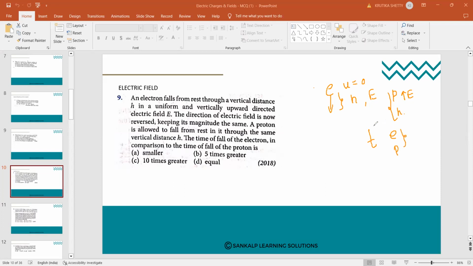Comparison. Is the question clear? So you have the electron here, you have the proton here. Both are falling from the same height. Initially, both are at rest. But for the electron, the electric field is in one direction. For the proton, it is in the reverse direction. The question asks the time of fall of the electron in comparison to the time of fall of the proton. So I hope the question is clear to you, and then I will explain the solution.